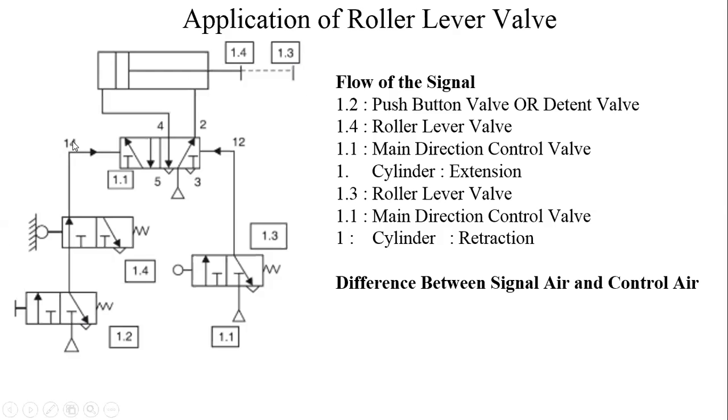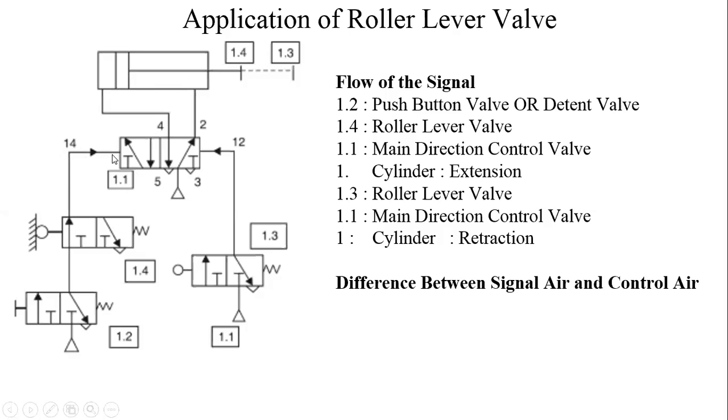Use this kind of notation in your circuit diagram. Give some names to every control valve. This control valve is named 1.2. This roller lever valve 1.4. Another roller lever valve 1.3. Main control valve as 1.1. Cylinder, it is not written here, but you write down cylinder as 1. So cylinder 1, main control valve 1.1, roller lever valves 1.3 and 1.4, push button control valve 1.2.